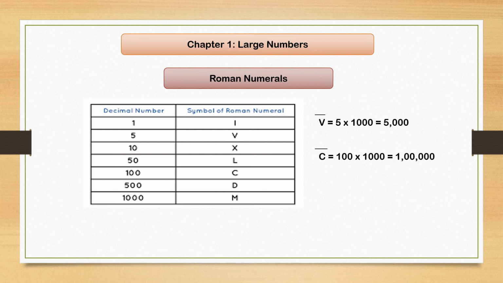So here is a chart representing the symbols for the Hindu-Arabic numeral system or numbers. Now, if we place a bar over any Roman numeral, the value gets multiplied by 1000. For example, if you place a bar over V, now V is the symbol denoted for the value 5. So after placing the bar, the value 5 gets multiplied by 1000 and we get the answer as 5000.